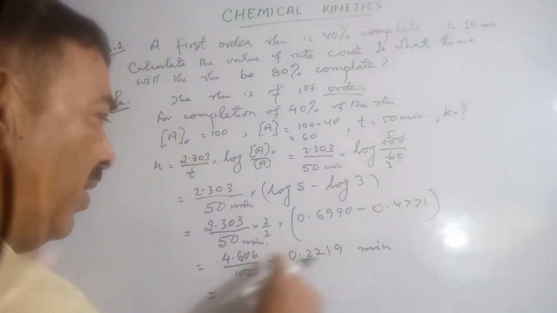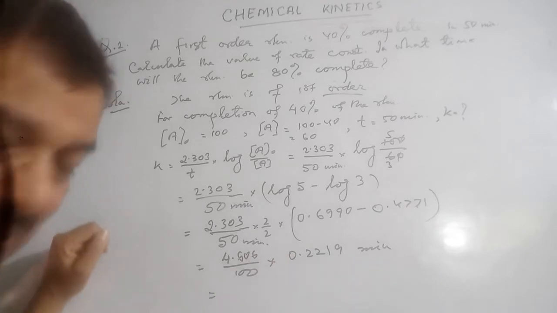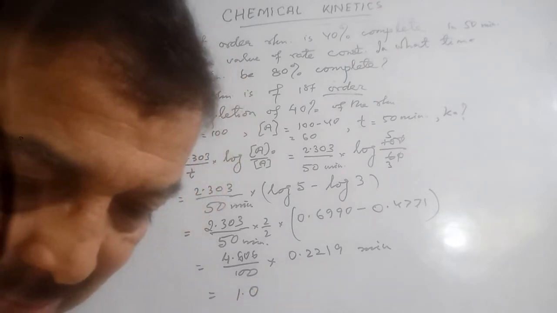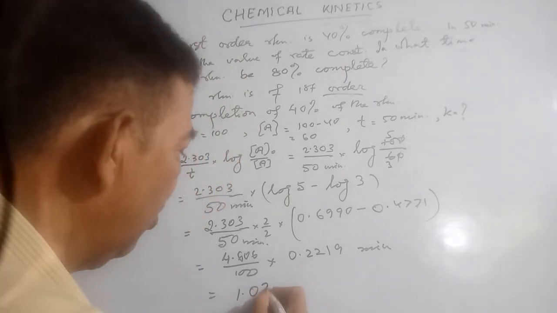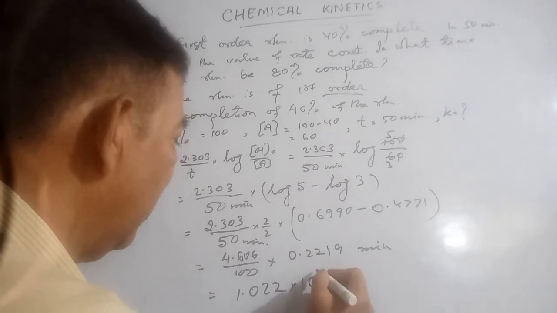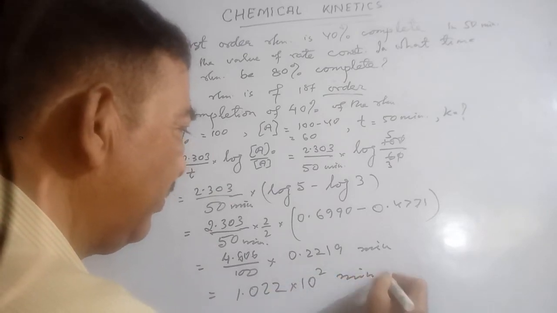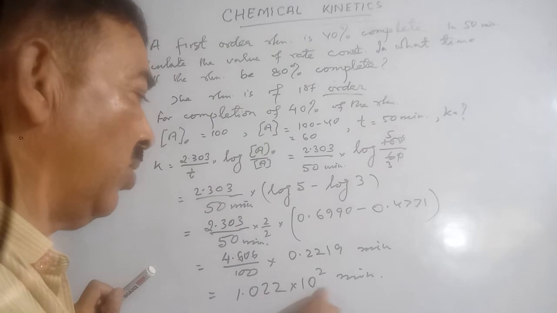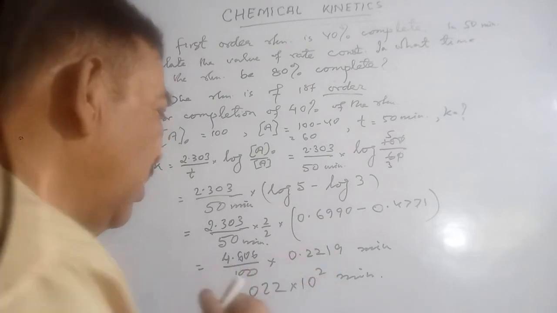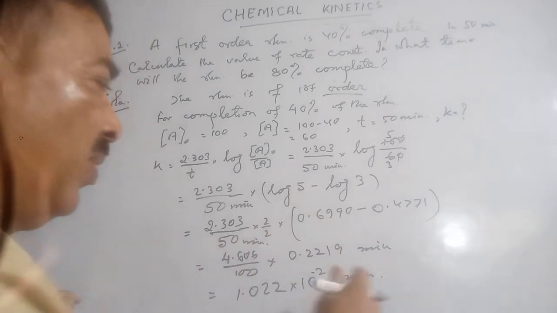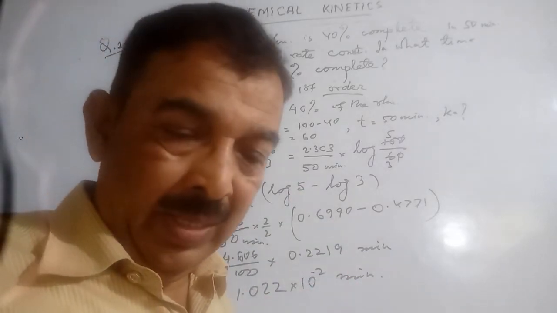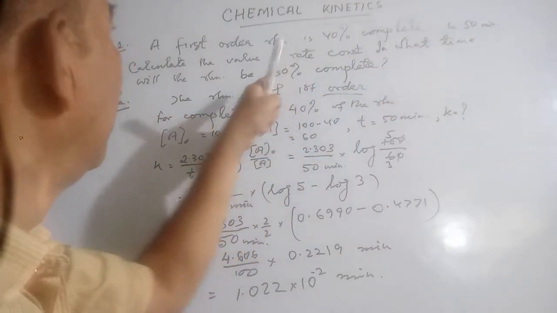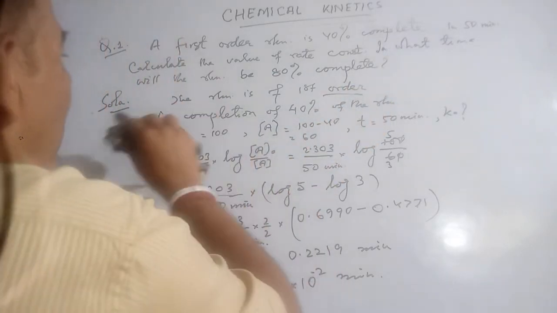Now multiply these two, it will become 1.022 into 10 to the power minus 2 per minute. So the value of K is 1.022 into 10 to the power minus 2 per minute. Now the other part is for completion of 80% of the reaction. Let's go for that.